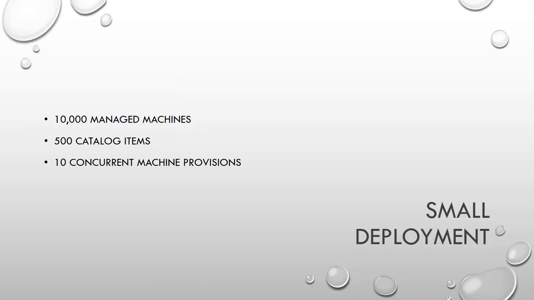The first one we have here is the small deployment. The small deployment serves as a starting point for VRA's automation infra, and you can even scale it later into a medium or a large deployment. A small deployment supports the following items. It can support around 10,000 managed machines, somewhere around 500 catalog items, and 10 concurrent machine provisions.